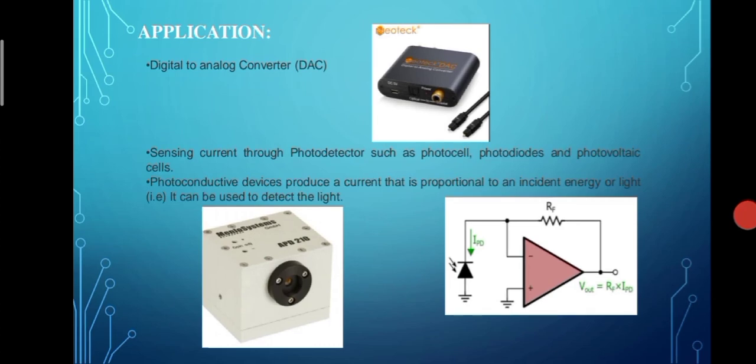Some of the important applications: it has been used in digital to analog converters, and in sensing current through photodetectors such as photocells, photodiodes and photovoltaic cells. A photoconducting device produces a current that is proportional to incident energy or light. It can be used to detect light. This photoconductive device uses this type of circuit, and digital to analog converters also use this type of circuit.